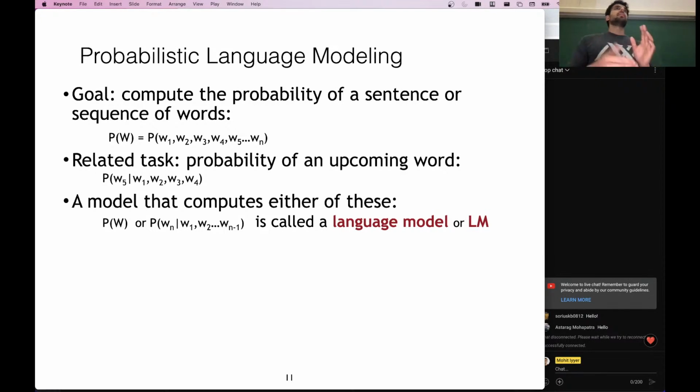As we'll see, there are some tricks to try and get around this sparsity problem and also make this language model that we're eventually estimating a lot better. So a model that computes either of these, the probability of the full piece of text or these conditional probabilities, is called a language model. And you can see how they relate to each other by simple application of the chain rule of probability, right?